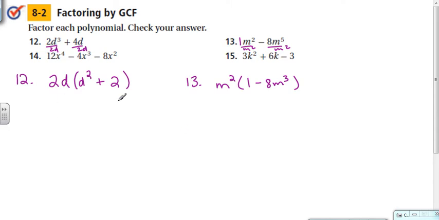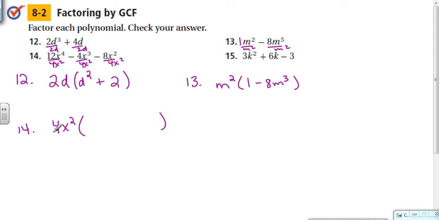Number 14. The greatest common factor between 12, 4, and 8. Well, the biggest it could be is 4, because that's your littlest number. 4 does go into 12, 4 does go into 8. So 4 works. They all have an x in common. You've got x to the 4th, x cubed, and x squared. So the most amount of x's they have in common is 2, so that's x squared. And then basically what I'm doing is I'm dividing each one of these terms by 4x squared.